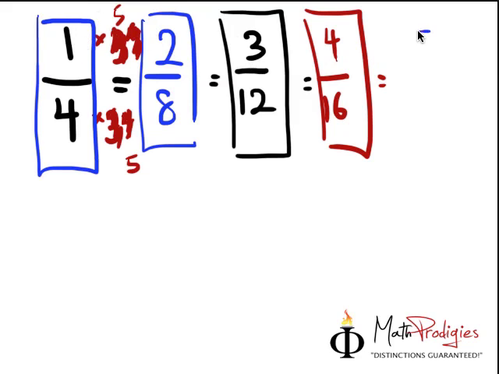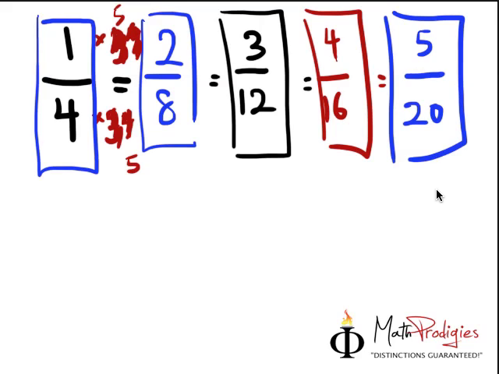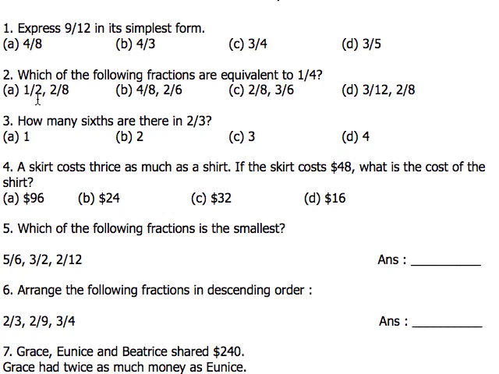1 times 5 gives you 5, and 4 times 5 gives you 20, and this is an even fatter version of 1/4. So let's take a look at the numbers. 2 over 8, 3 over 12, 4 over 16, and 5 over 20, and let's take a look at our options. 2 over 8, half is not.